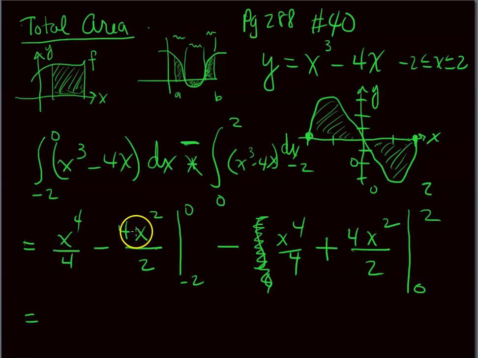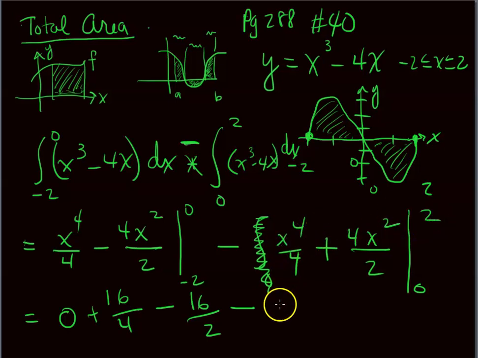So plug in a 0. When you plug in a 0, you get zeros for both of those. Now you plug in a negative 2. A negative 2 to the 4th is a positive 16. So 16 over 4 minus a negative 2 squared is a positive 4 times 4, or 16 over 2. Minus, plug in a 2 for this one, and you get 2 to the 4th, or 16 over 4, plus, put in a 2, you get 4 times 2 squared is 4 over 2. Plug in a 0, both of these are 0.